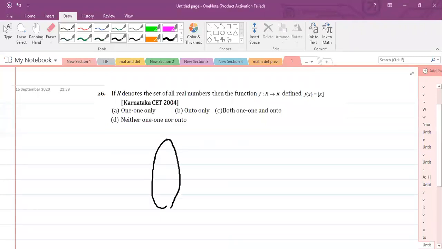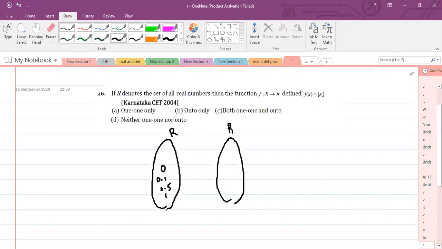If you don't know what is greatest integer function, then it's not easy to find whether it is one-one and onto or not. So this function is from R to R. Here it is R, here it is R. Now if I substitute 0, next I will consider 0.1, 0.5, 1, next 1.5, 2, and so on. Here also let me consider 0, minus 1 by 2, minus 1, minus 2, and here plus 0.5, plus 0.9, 1, and so on.